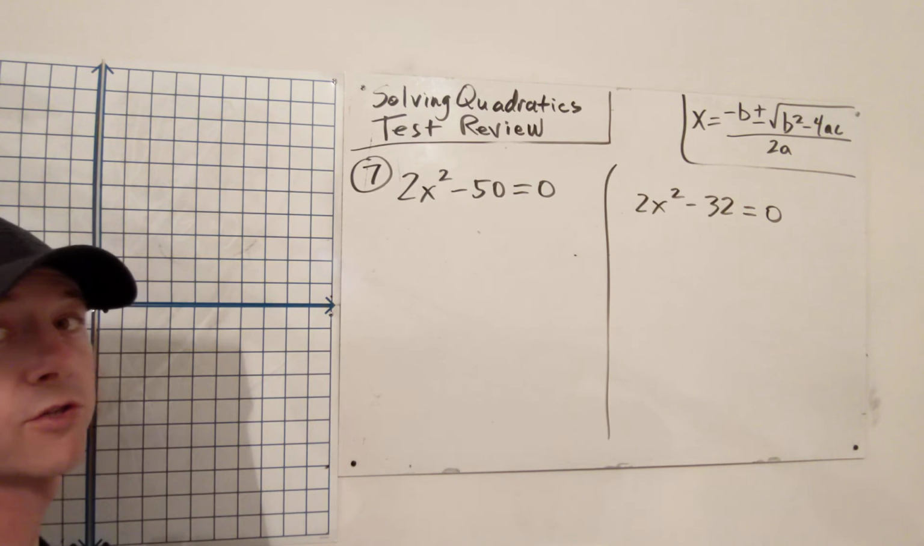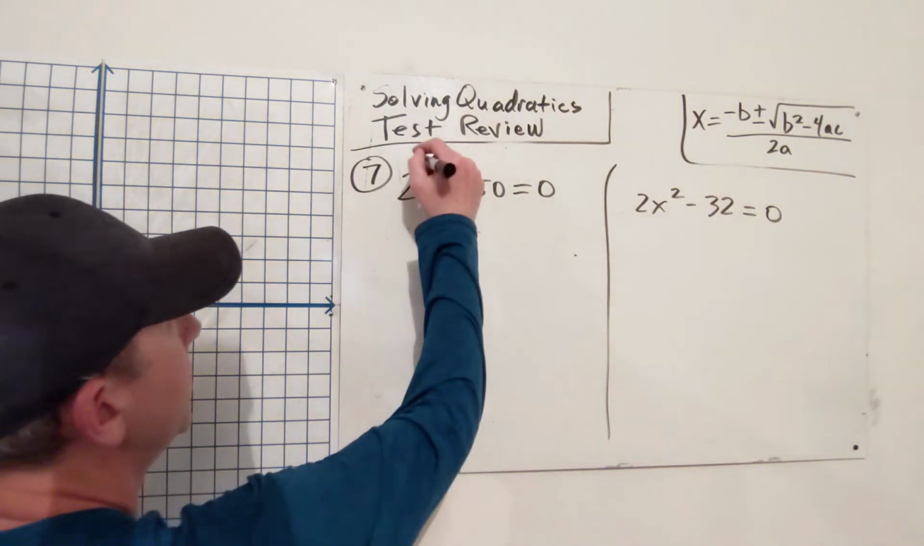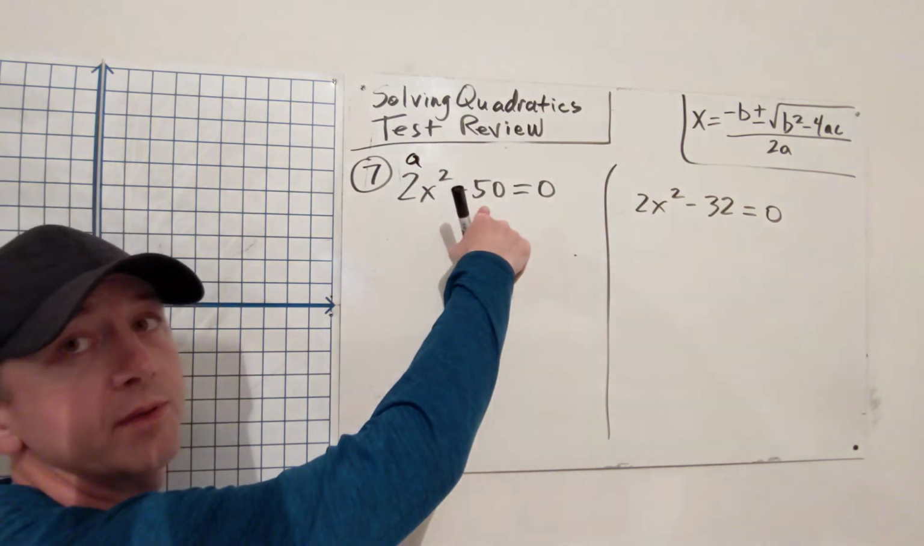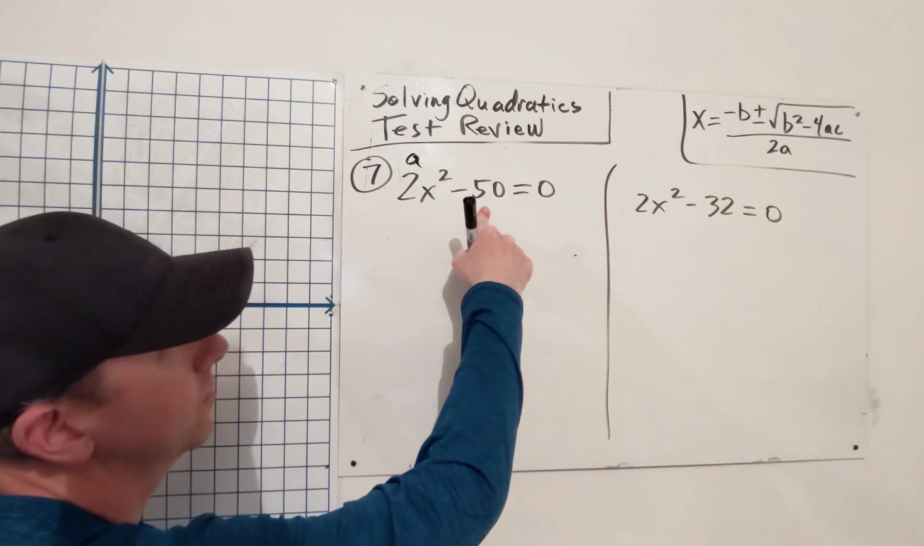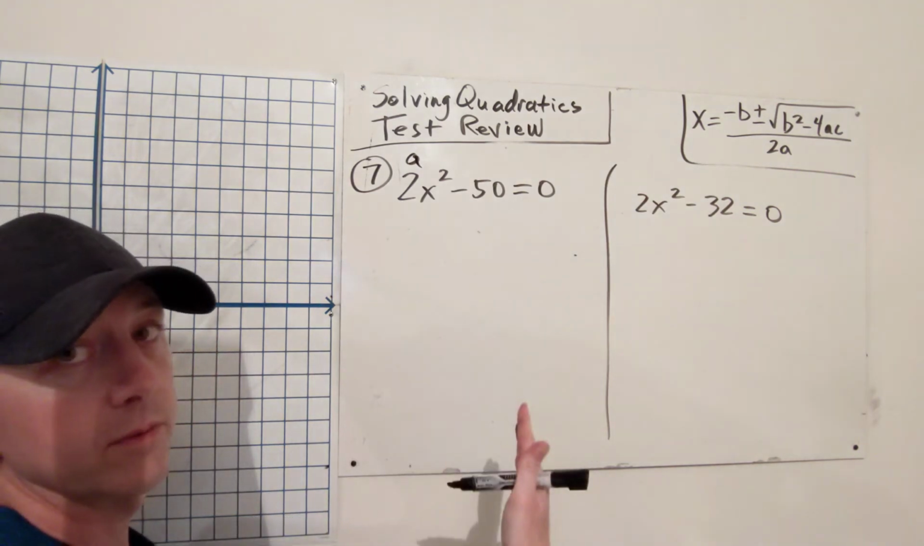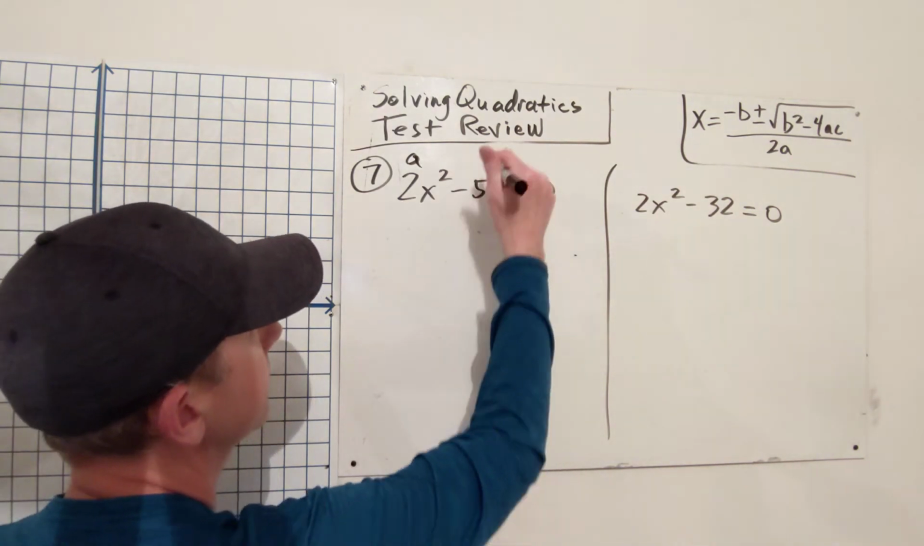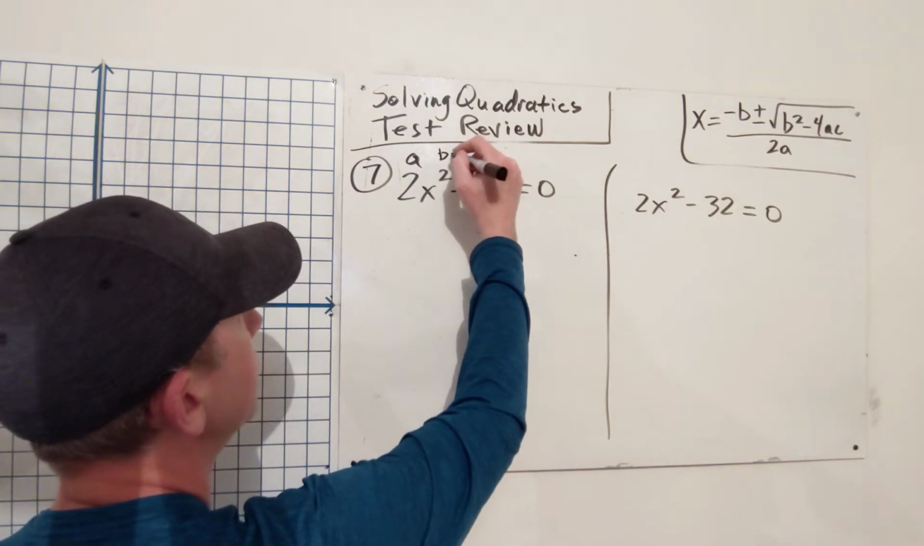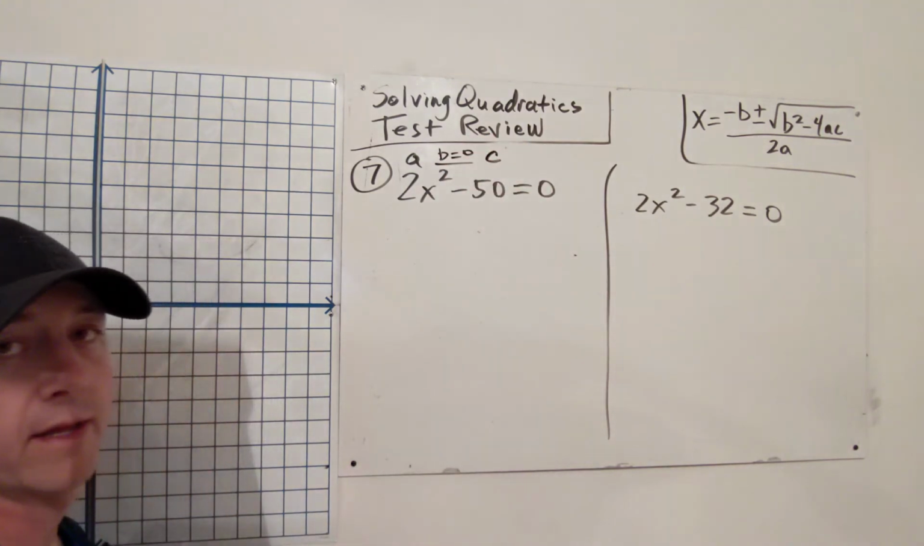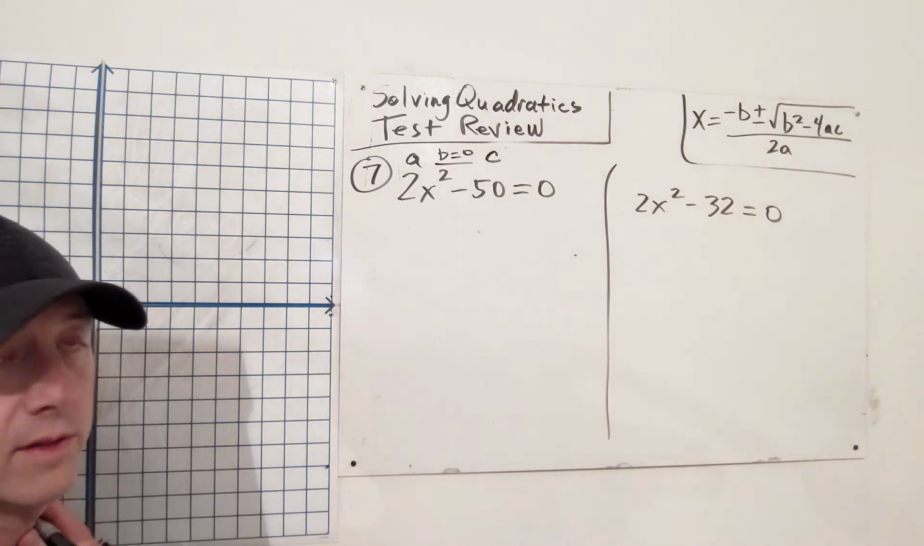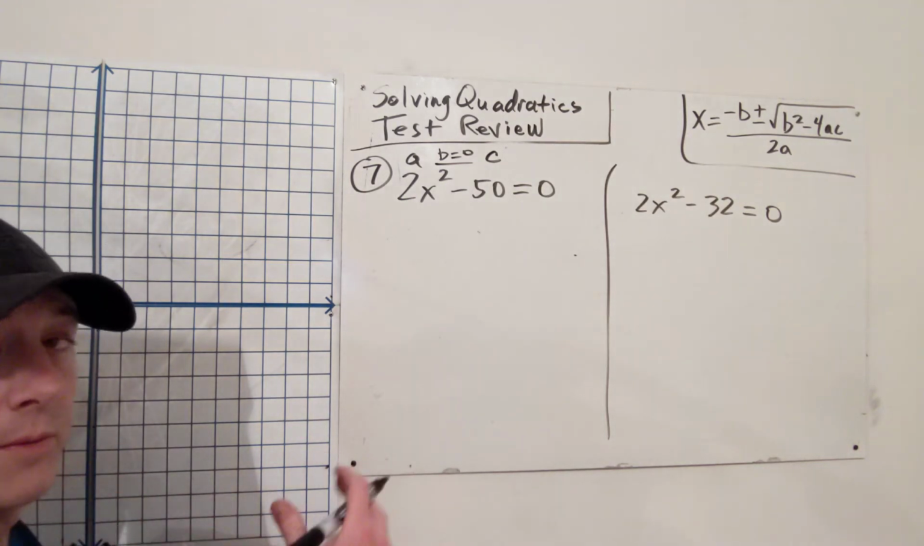Now, if you were going to try the quadratic formula, this would be A, this would not be B. B is whatever is next to the variable. So this actually is the constant. This would be C, and B would be 0 if you were going to try that. Now, I wouldn't try that. That's going to take a lot more work than what I'm going to show you here in a second, but I wanted to point that out.